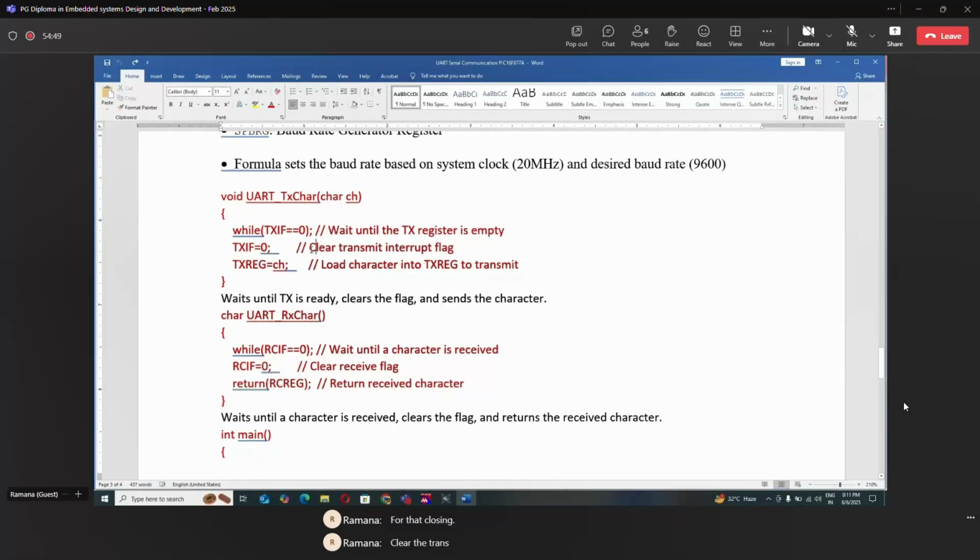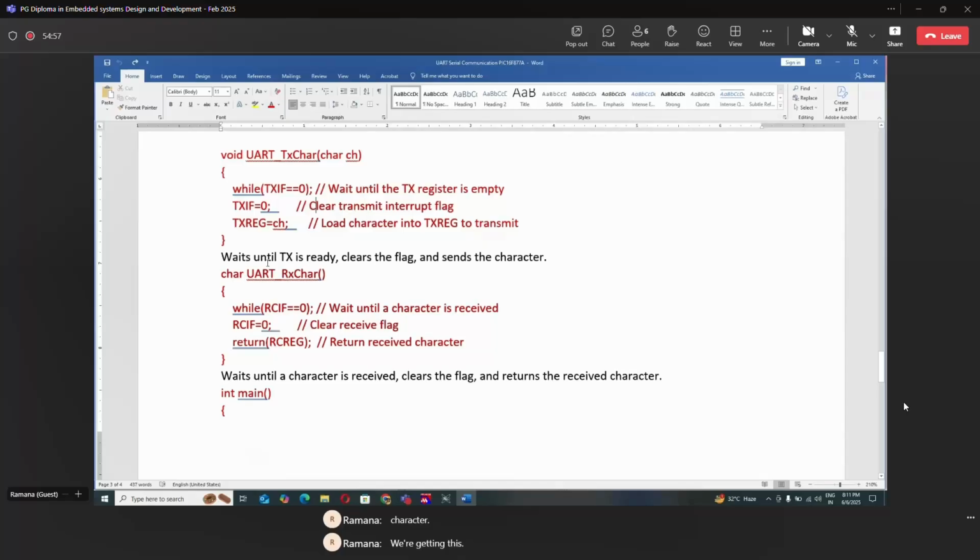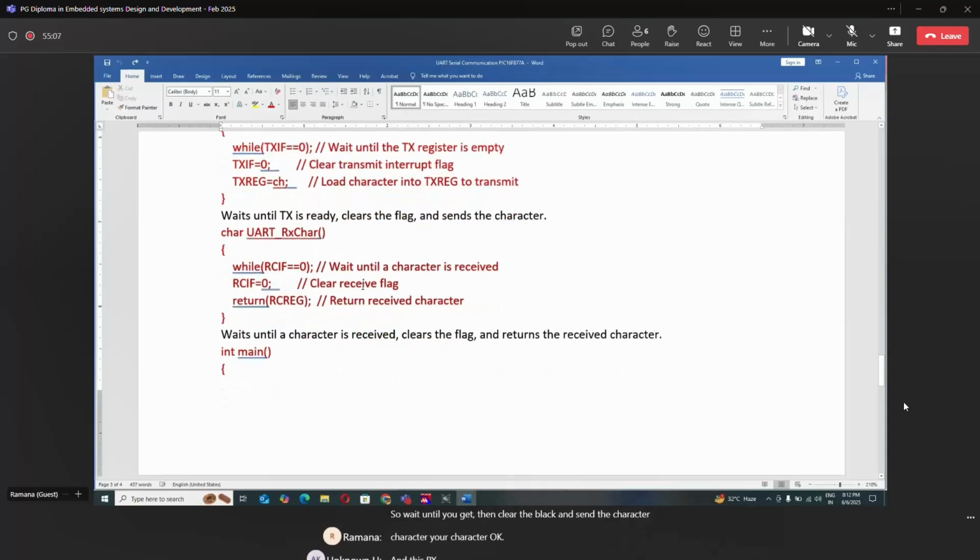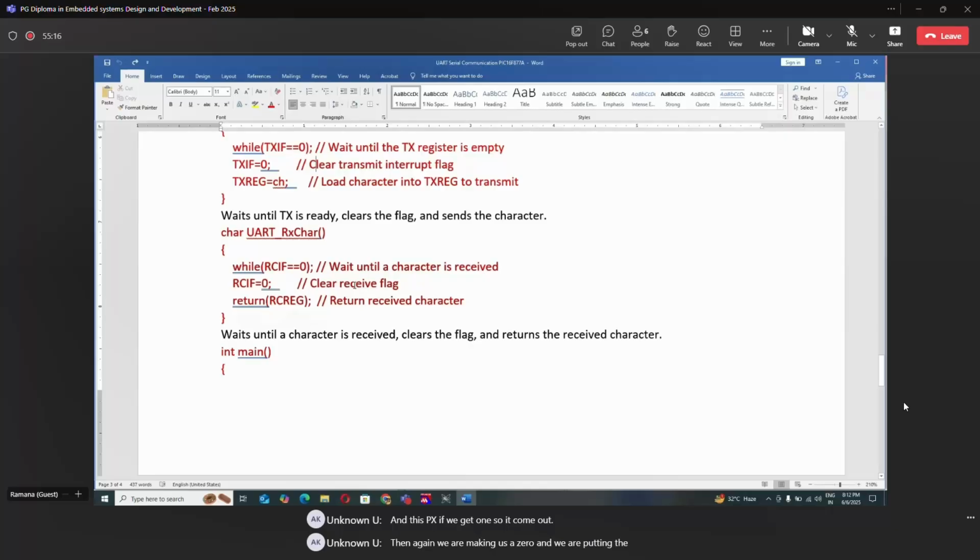Clear the transmit interrupt flag and transmit the character. For the character, we are getting this. So it waits until TX is ready, clears the flag and sends the character. The receiver character: the TXIF will get one, so it comes out. Then again we are making it 0, and we are putting that in CH.